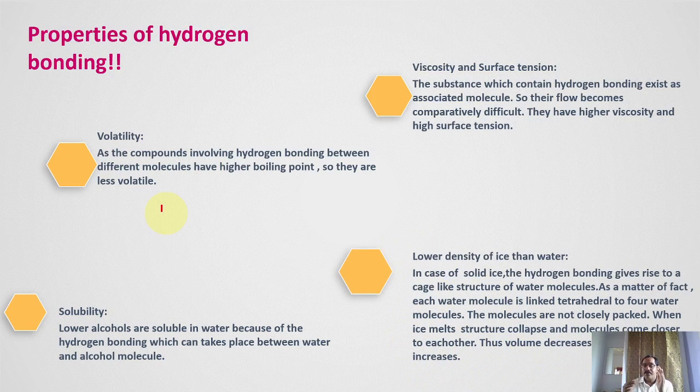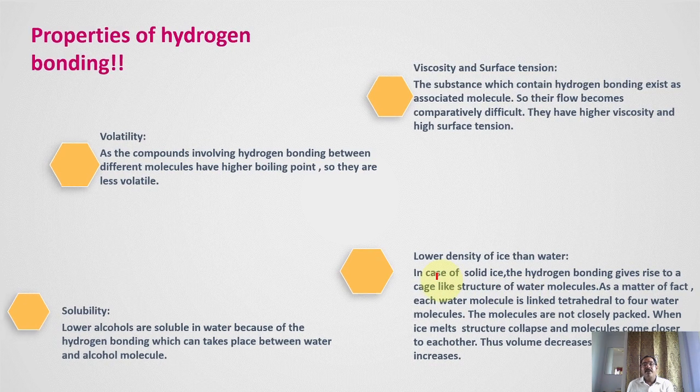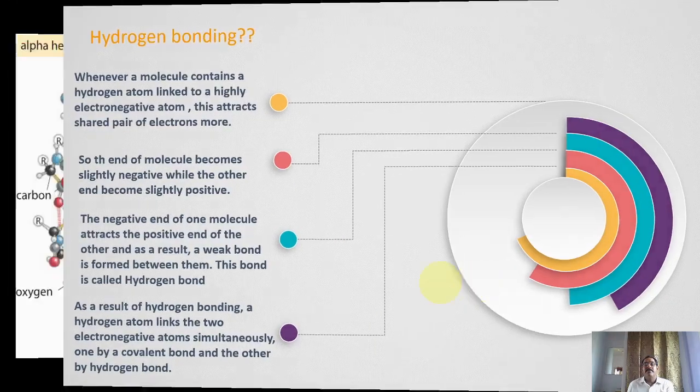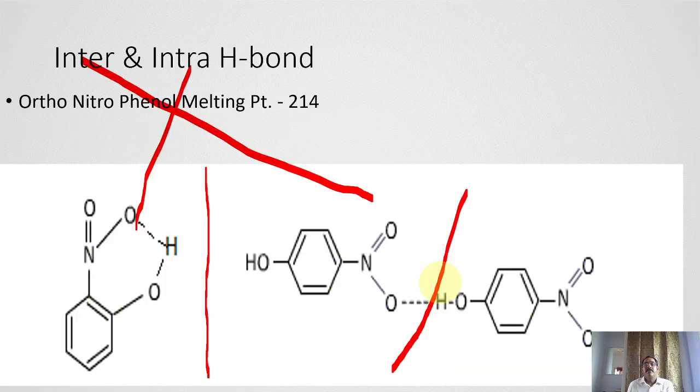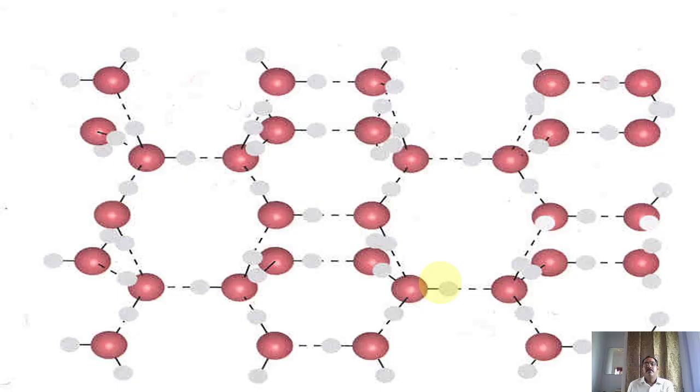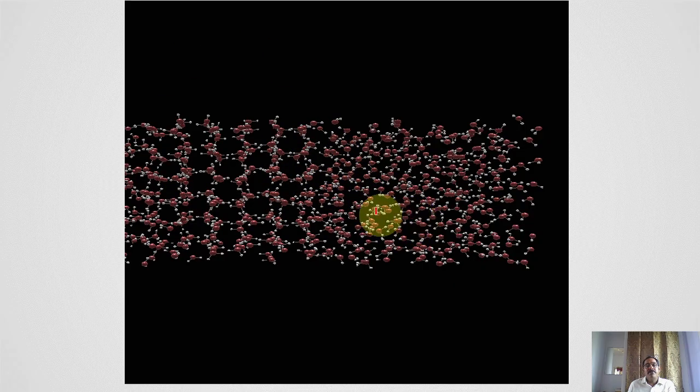I think, have you understood? That time also I explained. If it is not clear now, it will be clear in this explanation. My photo also would be there here, but anyway, I will read once more. In case of solid ice, the hydrogen bond gives rise to a cage-like structure of water molecules. See, I will show that cage-like structure. So this is a cage-like structure. If this is a cage-like structure of a few molecules, this is a cage-like structure of a large number of molecules.